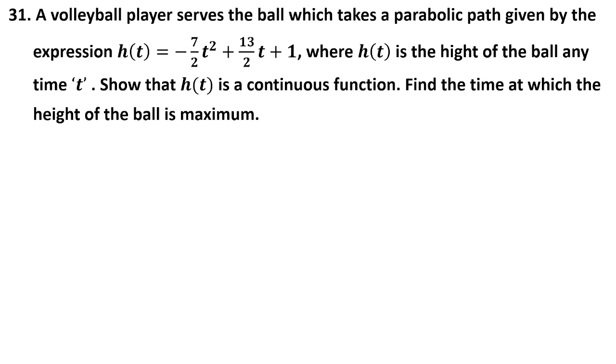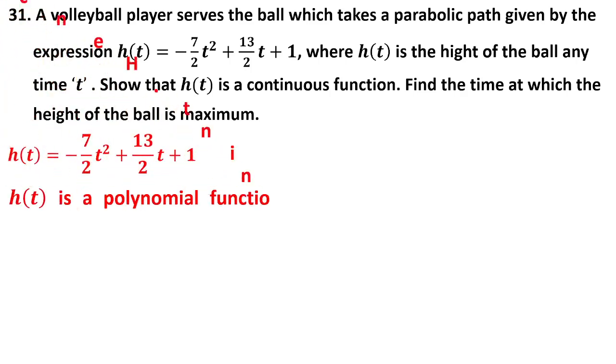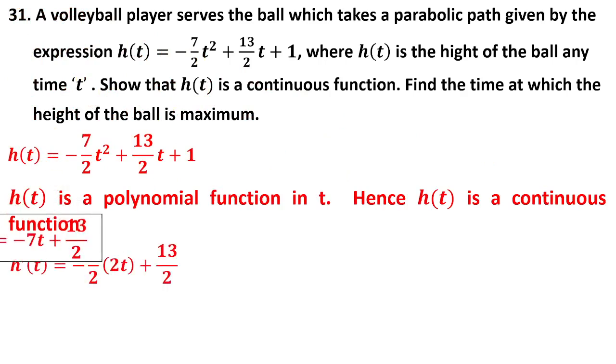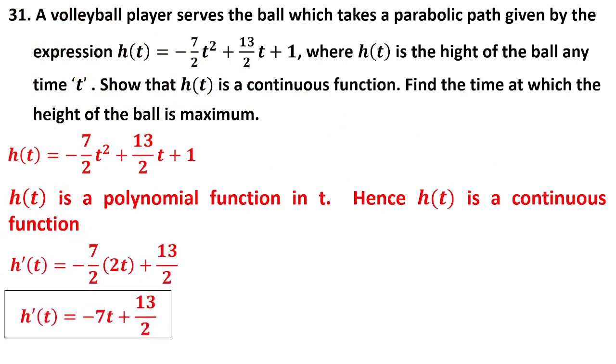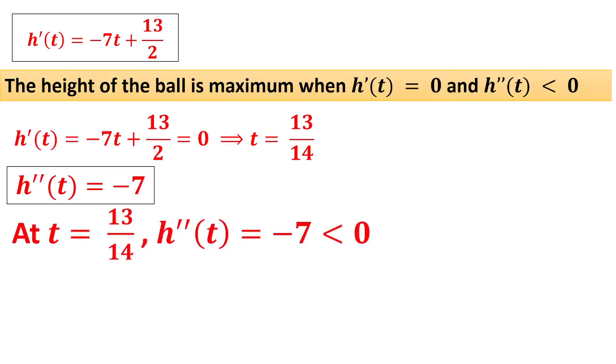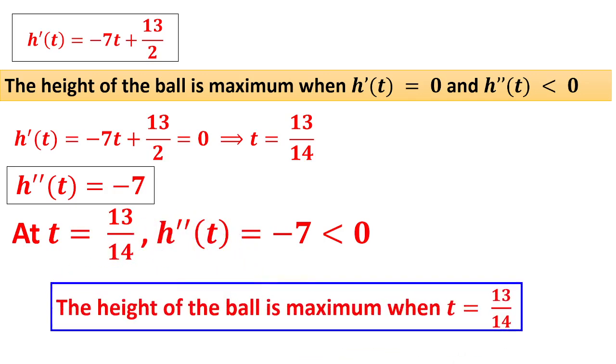This is a problem of a volleyball player, and h of t is given, and you have to show the time at which the height is maximum. h of t is a polynomial function, therefore it is a continuous function, and we are finding h dash of t, and we are equating it to 0, and we are getting t is equal to 13 by 14. The second derivative is minus 7, it is less than 0, therefore the height is maximum when t is equal to 13 by 14.